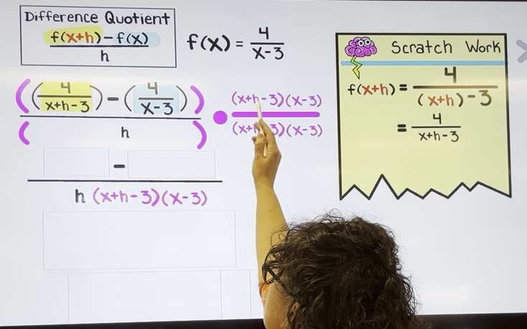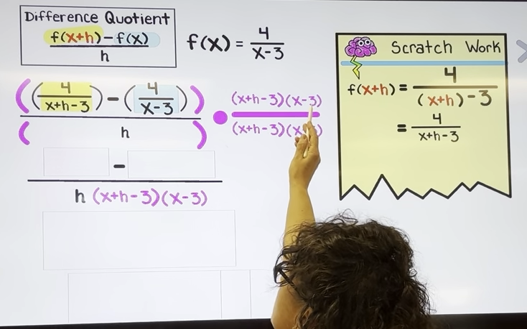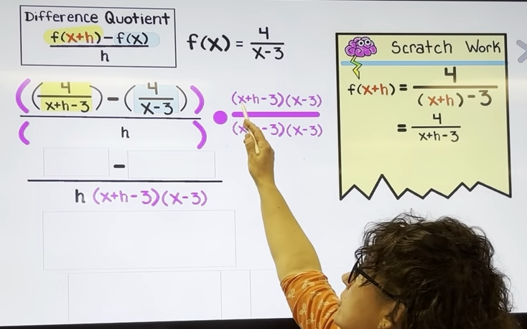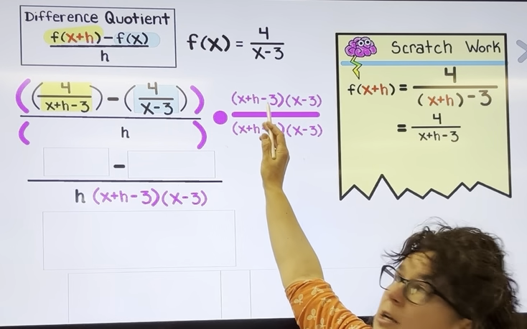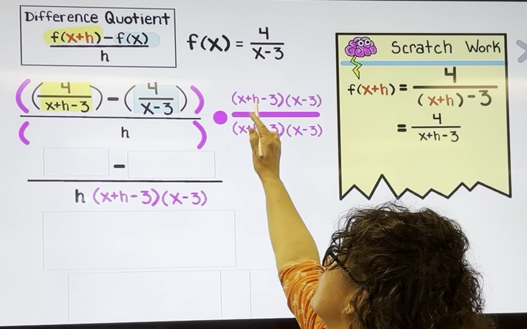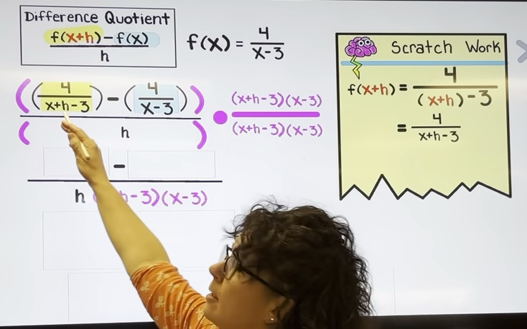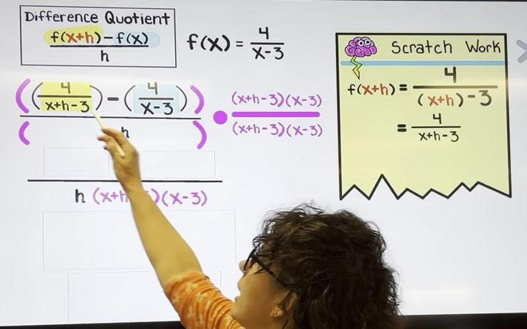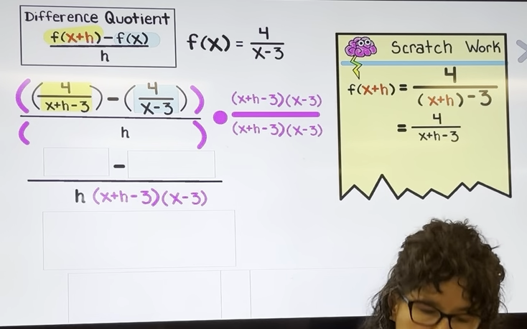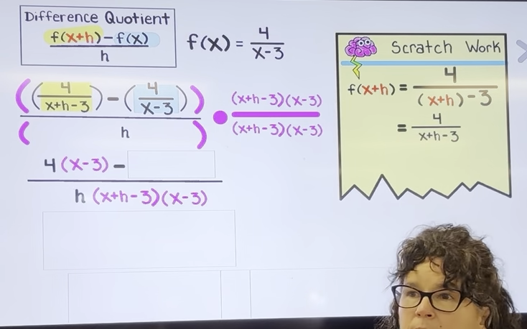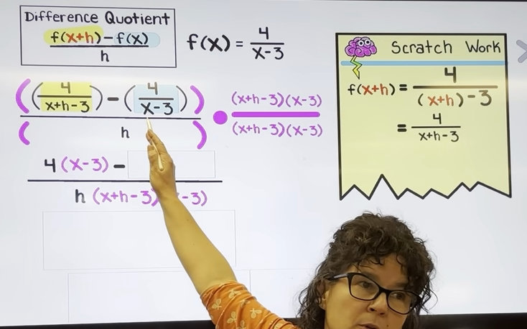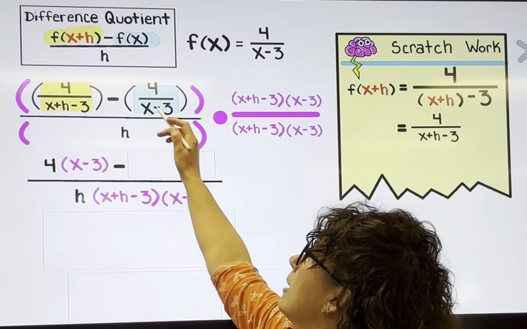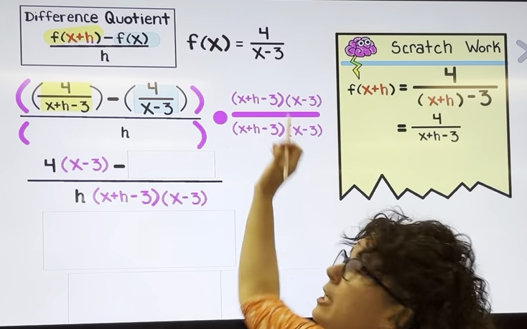When I take x plus h minus 3 and x minus 3 times the yellow one, the x plus h minus 3 cancels that x plus h minus 3. We're ignoring that bottom. It's just this is in the numerator. It's that pink times the yellow. So that cancels that, and what I have left is 4 and x minus 3. Okay, when I multiply the pink times the blue fraction, then the x minus 3's cancel, and I'm left with 4 and x plus h minus 3.